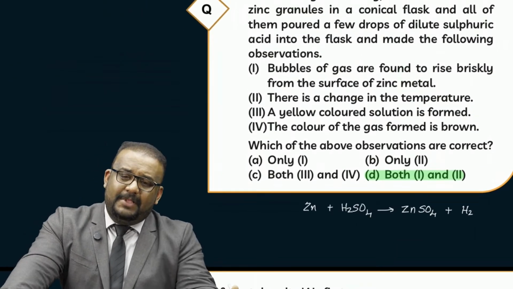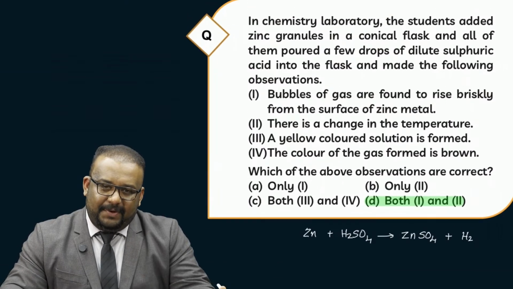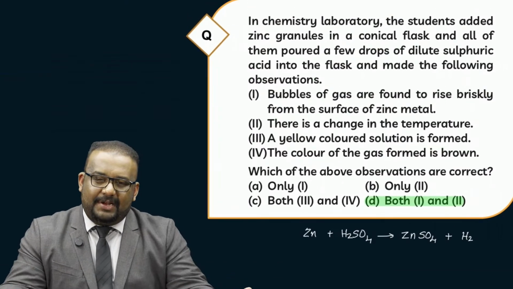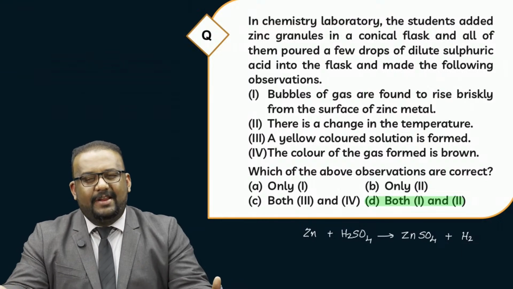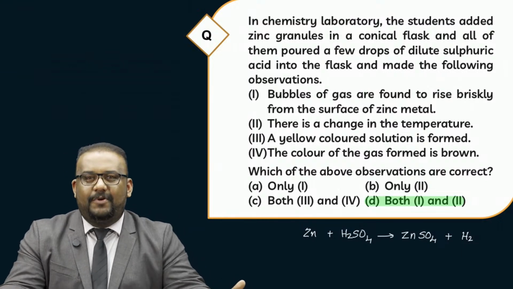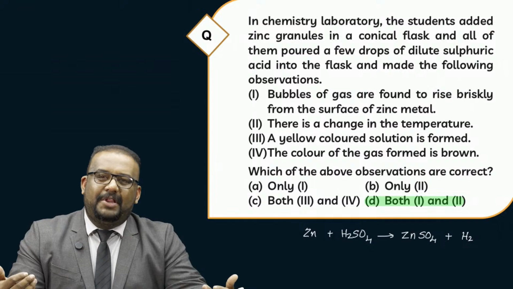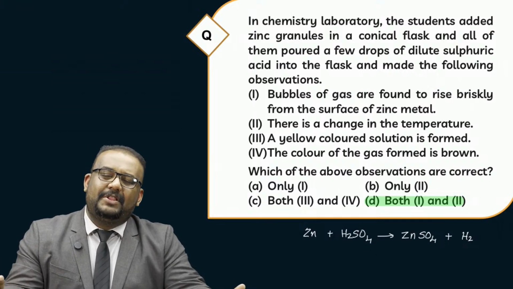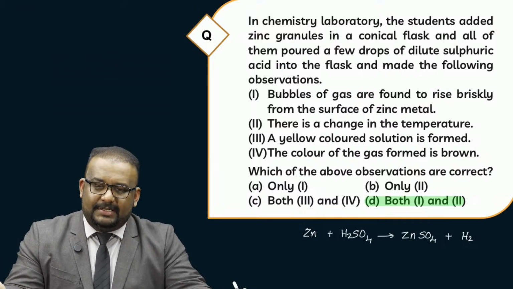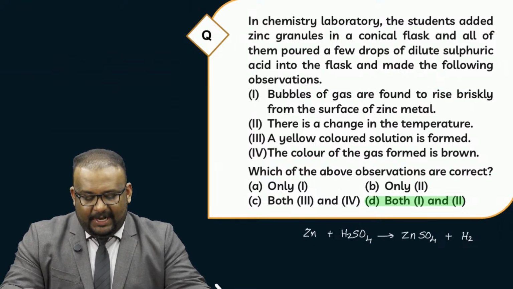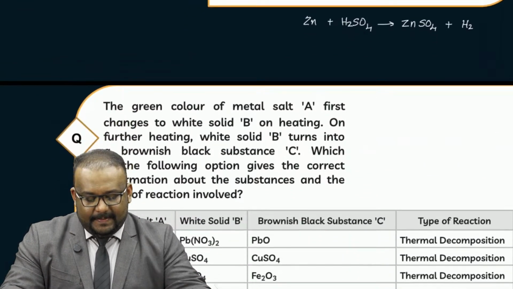So the takeaway from this particular question is that you have to recollect what happens when metals react with acids. Metals are generally basic, except for a few amphoteric metals like zinc, aluminum, and gallium, which can react with acids as well as bases, right? Okay, so let's move on to the next question.